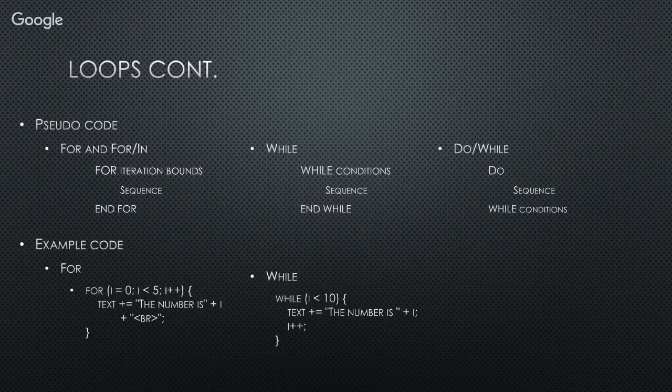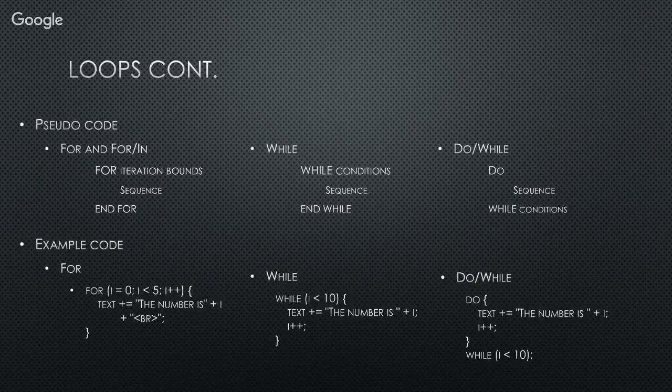The do while loop is a little bit different than the while loop, because the while loop might not run. Let's say i is equal to 11 and it hits the while loop, it actually won't run any of the code. But a do while loop will do the code in the brackets at least once. So it'll run through the code, text plus equals the number is, and then whatever i is equal to, then it increments i, and then it will check the while statement. So it's going to do that code at least once. That's the big difference between the while and the do while.